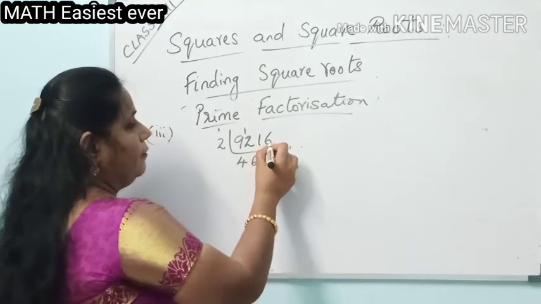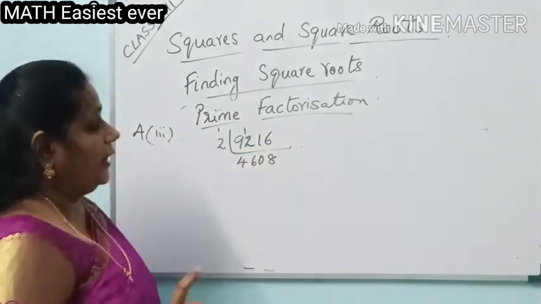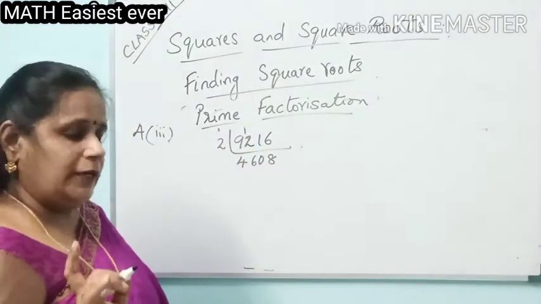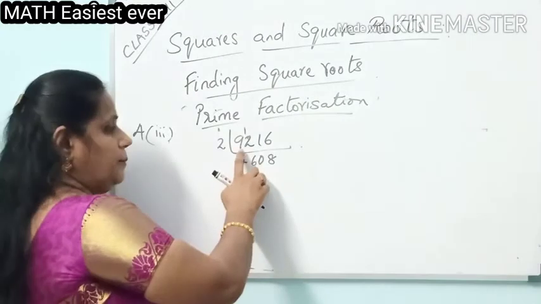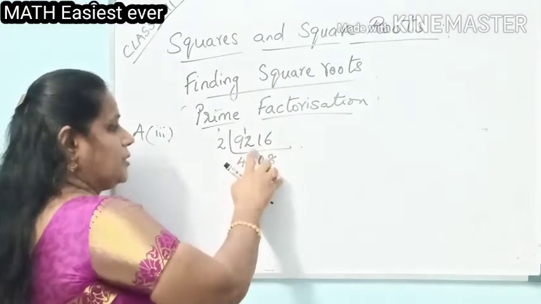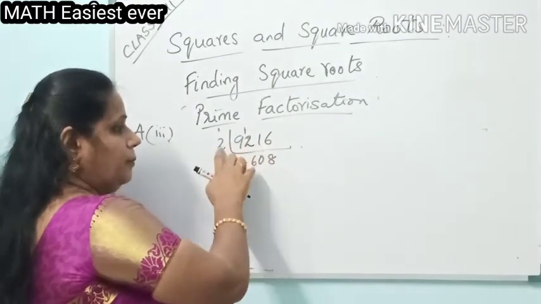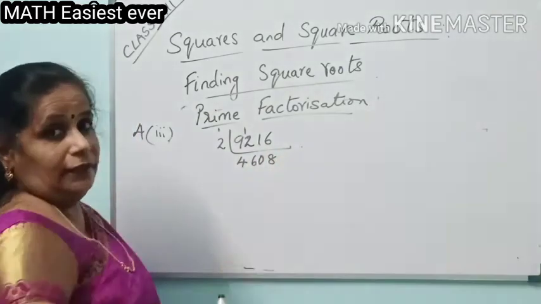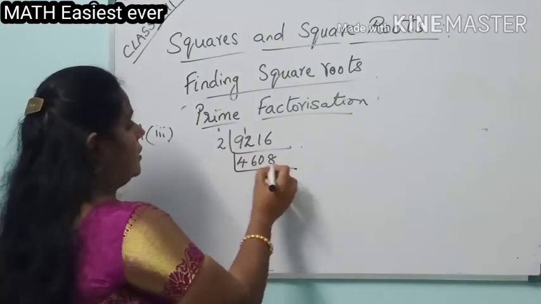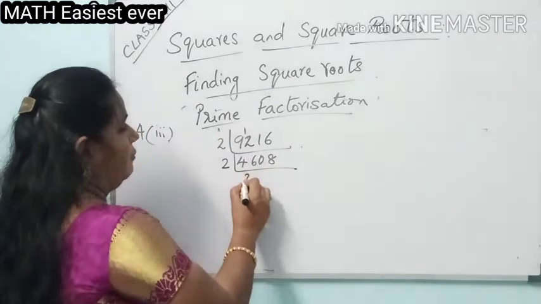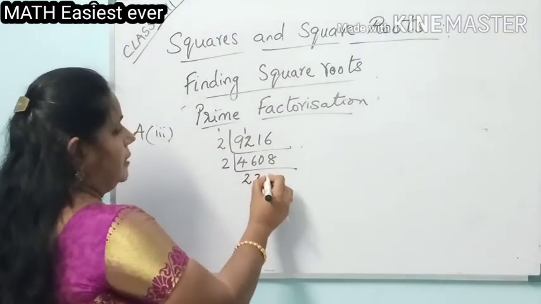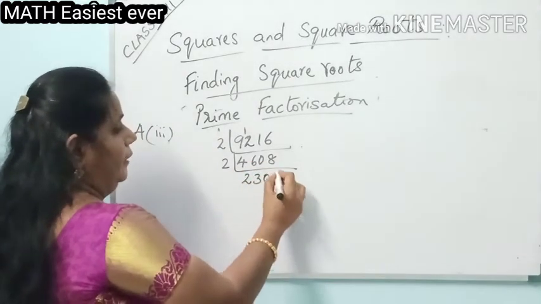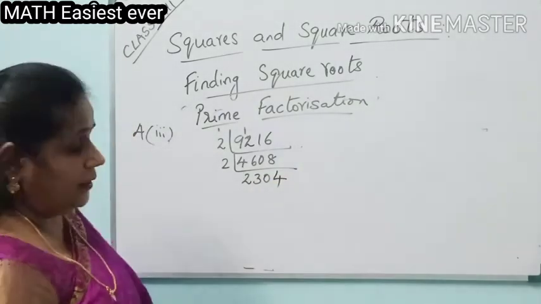Because children, what they do is, 16 divided by 2 is 8, and they write 468. Normally children do like this. So please be careful. 2 4s are 8. 2 6s are 12. 1 is not divisible by 2. So write 0 and then 8. Okay. Now this is with 2. 2 2s are 4. 2 3s are 6. 0, write 0, then 4, 2304.